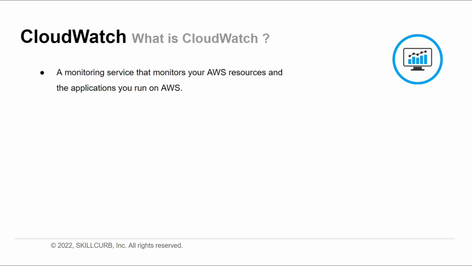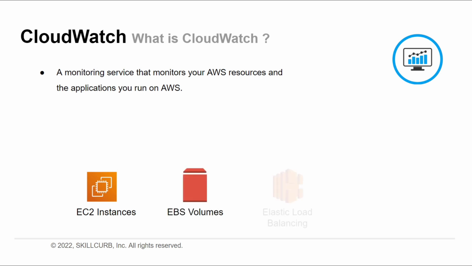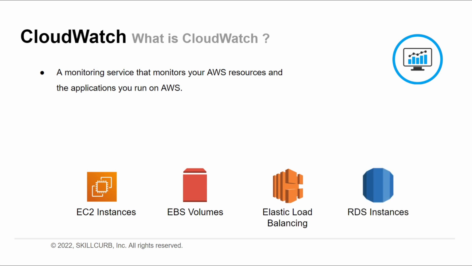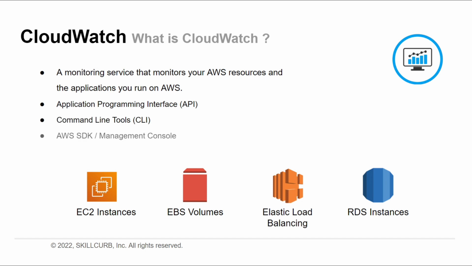You can use CloudWatch to collect and track metrics, which are variables you can measure for your resources and applications. So with the help of CloudWatch, you can collect and track metrics. CloudWatch enables real-time monitoring of AWS resources such as Amazon Elastic Compute Cloud instances, Amazon Elastic Block Store volumes, Elastic Load Balancing, and Amazon Relational Database Service instances. Users can access CloudWatch functions through an application programming interface, command line tools, in one of the AWS software development kits, or the AWS Management Console.